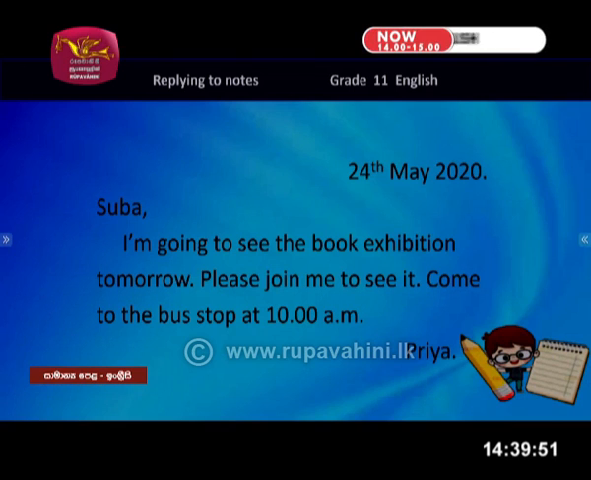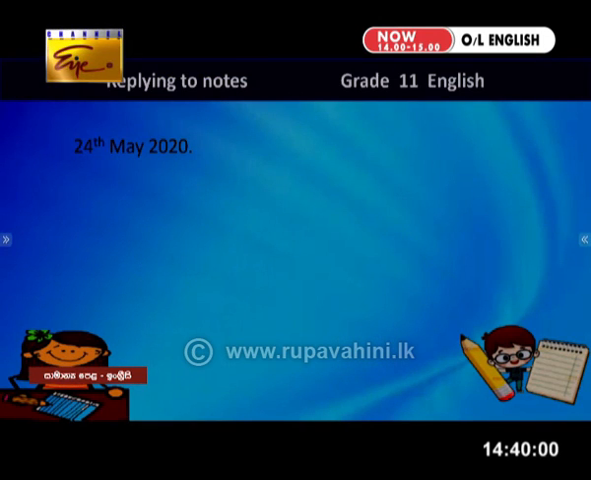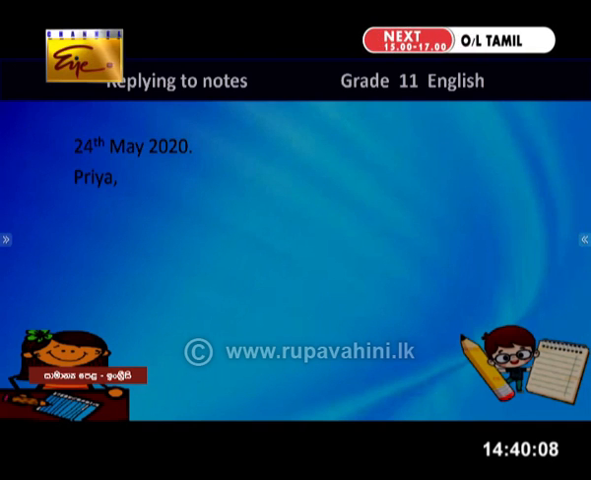In the lesson earlier, when I started, I said you will be learning to write to accept invitations. And now we see how Subha does it. Right. Look, Subha has written the date. Yes, let's see what Subha writes next. Then you see, she has written the name of the receiver.